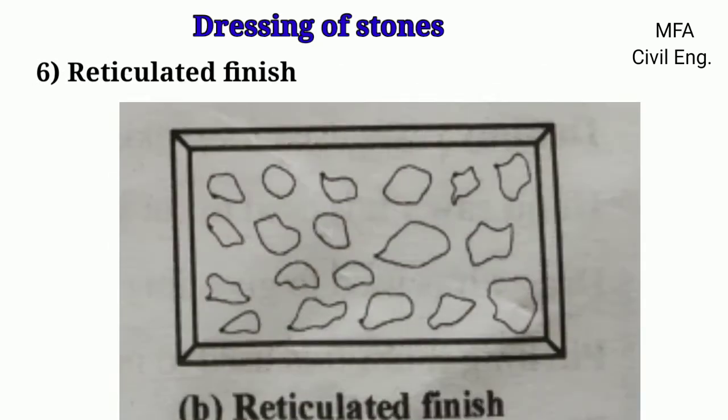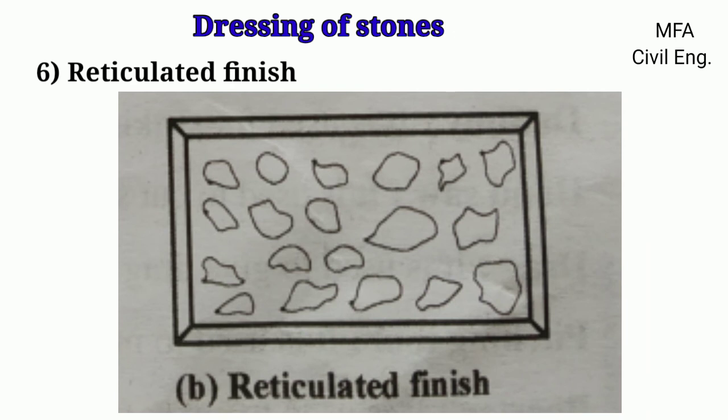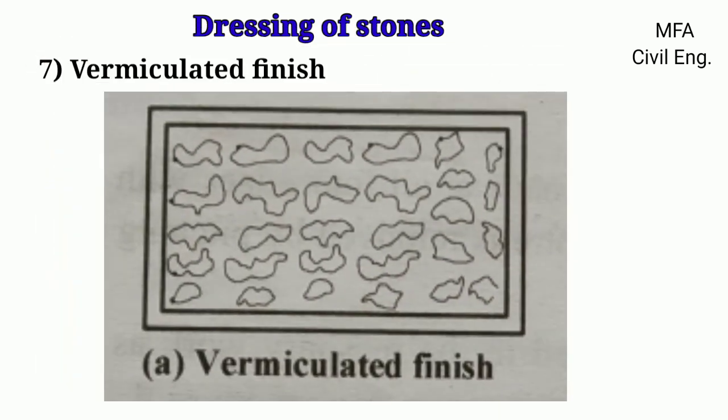Reticulated finish. In this type of dressing, polygon or irregular shaped reticles are formed in the center portion of the stone. Vermiculated finish. In this type of finish, sinkings about 10 mm below the surface are made more curved, which resembles a worm-eaten appearance.